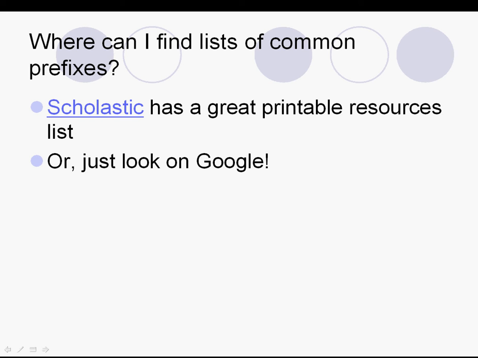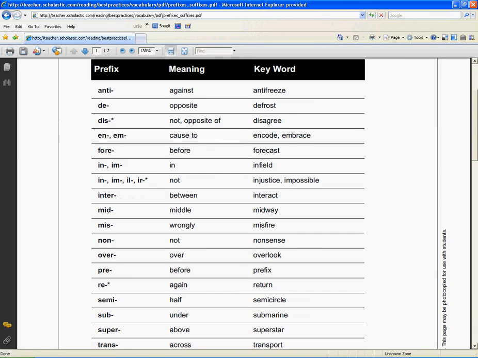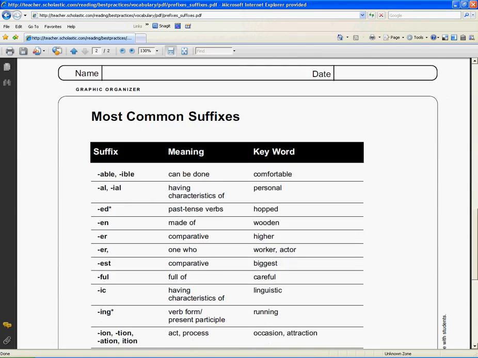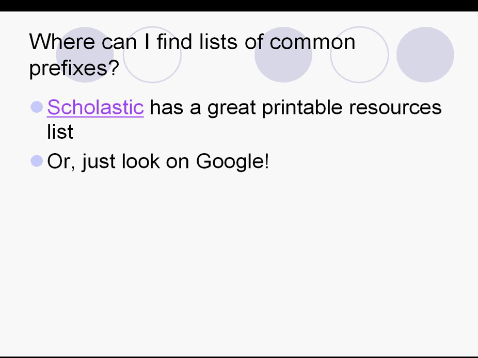If you'd like a list of common prefixes, you can look on Scholastic, where they have an excellent list of prefixes that are common in the English language. It also includes some information about suffixes. Or you can simply look on Google. If you Google common prefixes, you will find a lot of examples of common prefixes.